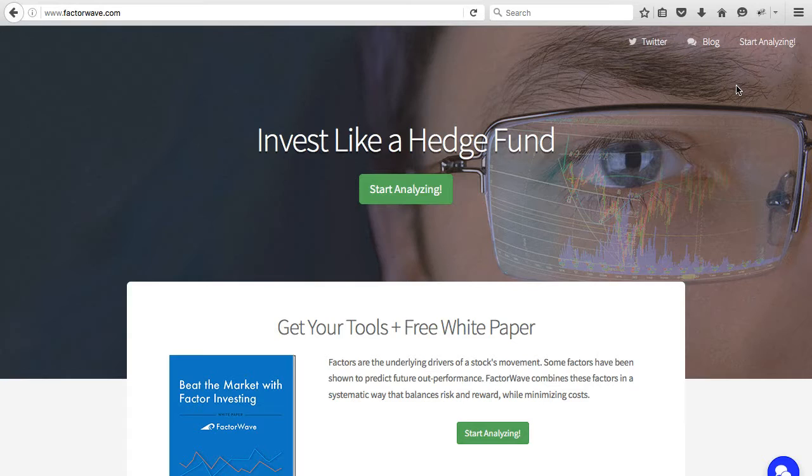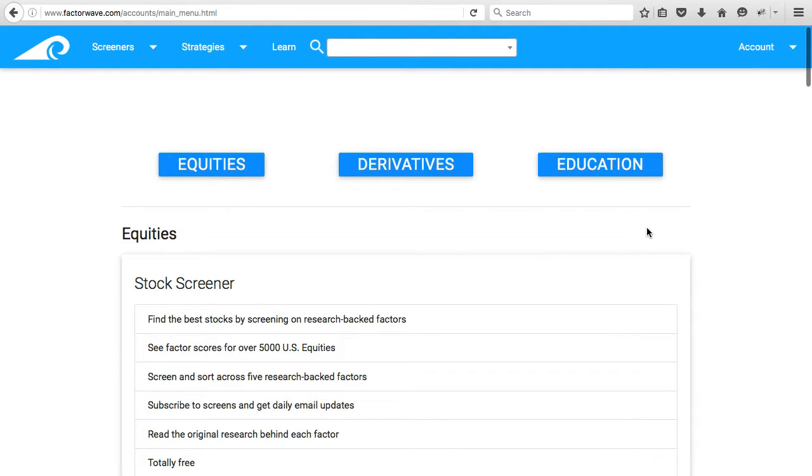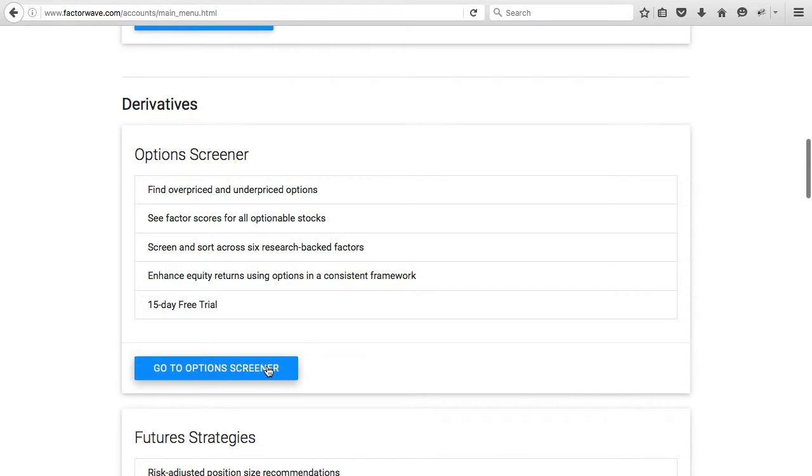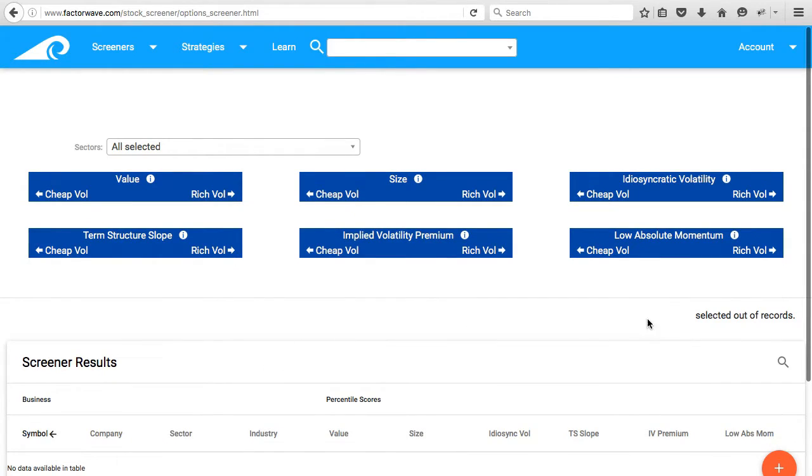So first we start on the front page, immediately go to the Start Analyzing button, and then go to Derivatives, which takes us down here. We'll go to the options screener.